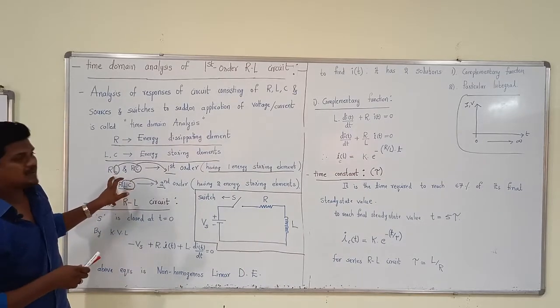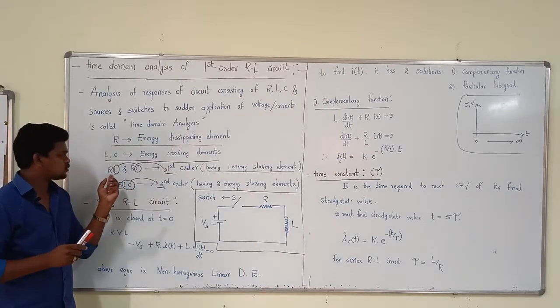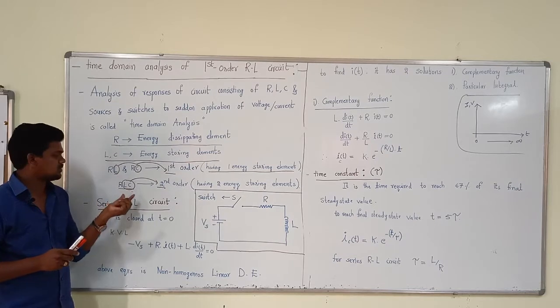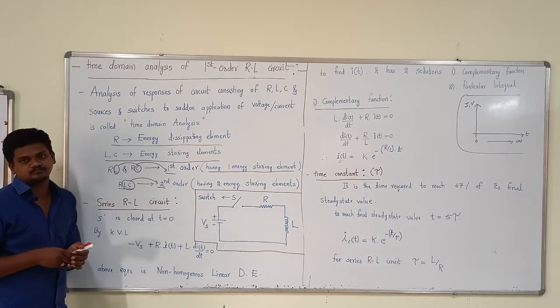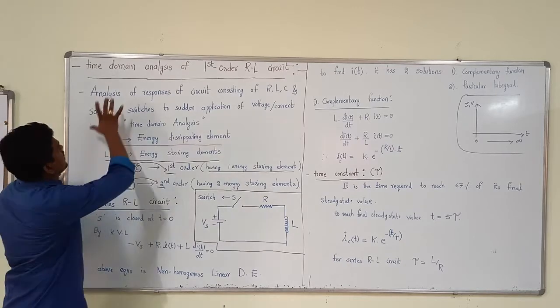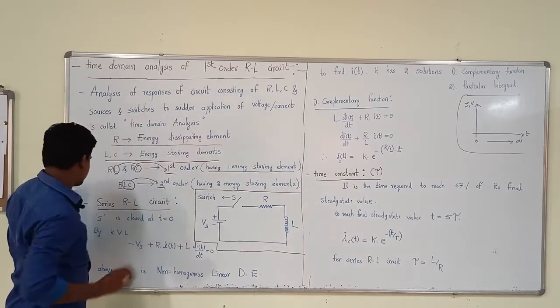First order means consisting of one energy storage element and one energy dissipating element. Second order means it has two energy storage elements. Okay. So this is about the time domain analysis.